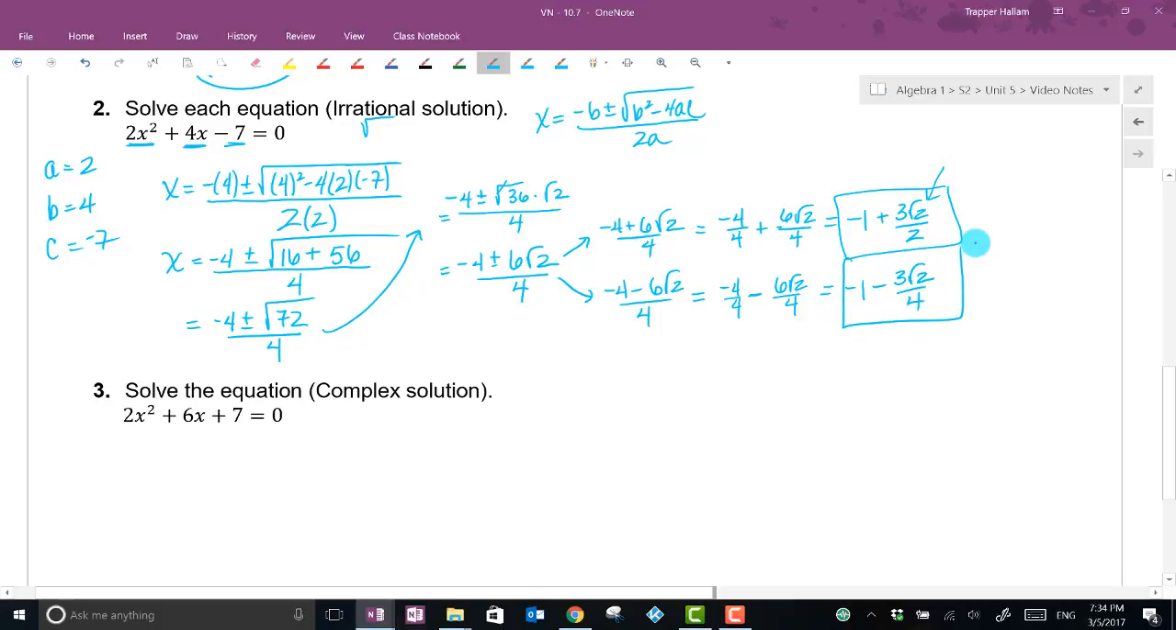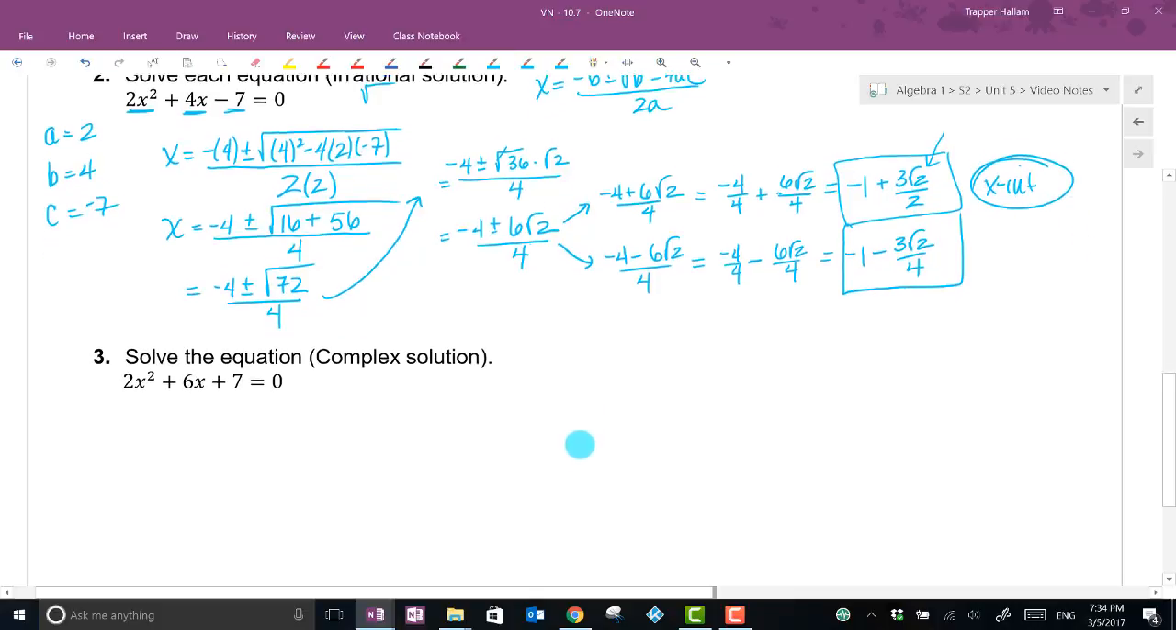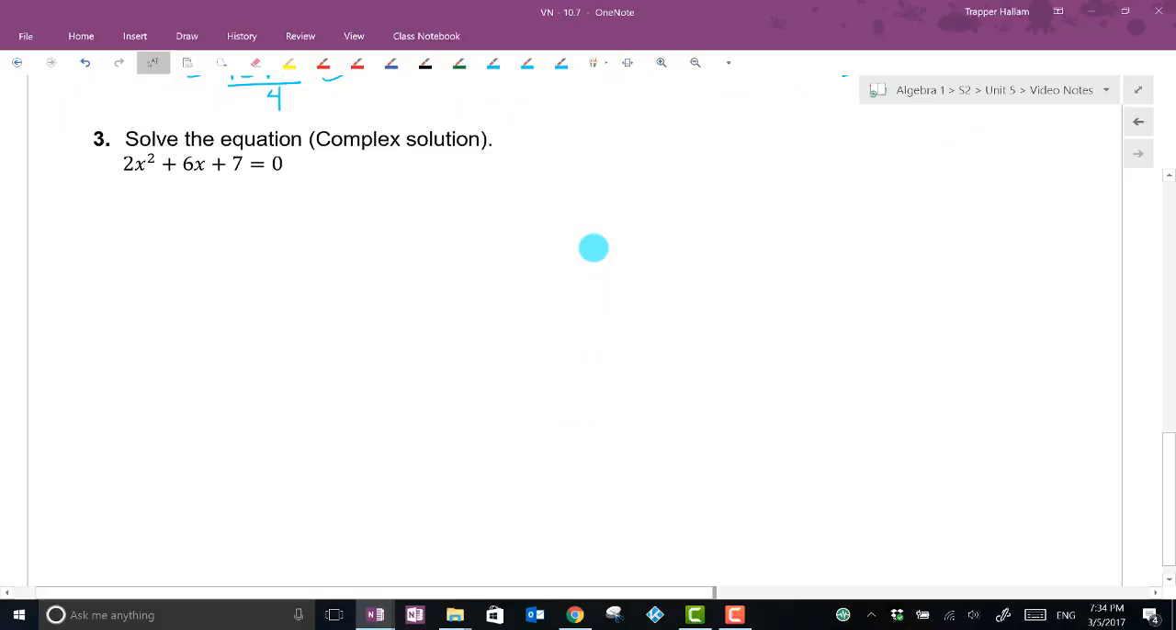So that's going to be our two solutions. We actually want to be able to separate those so that we can see both x-intercepts if we wanted to. All right, we got one more to go, and this is going to be a complex solution. So in this one, we should see an i, which means that we're going to have a negative square root, or a negative for our discriminant.